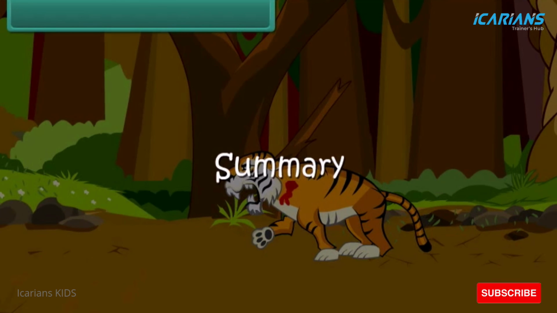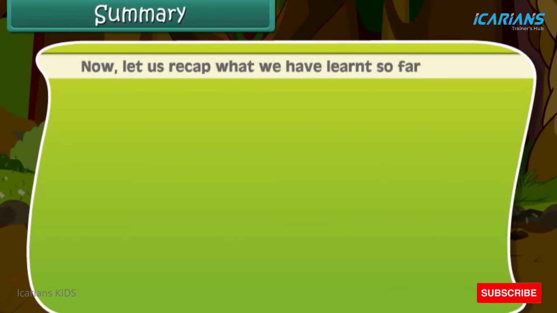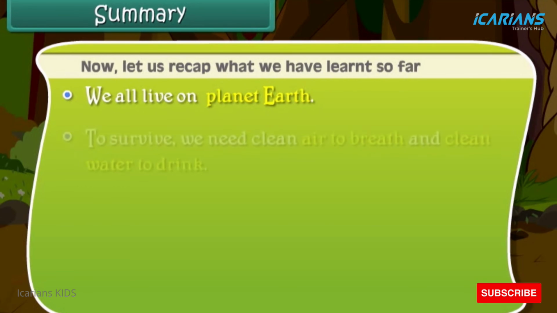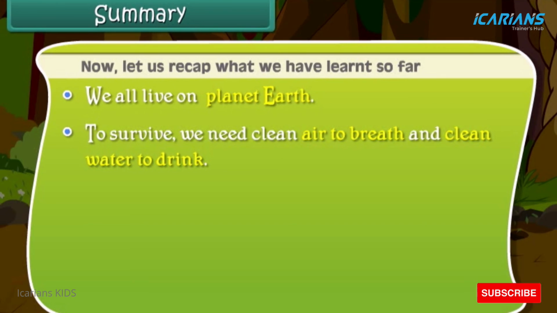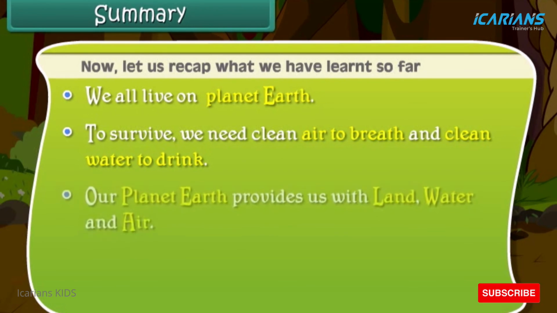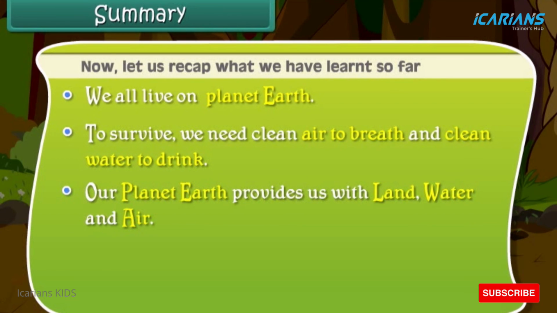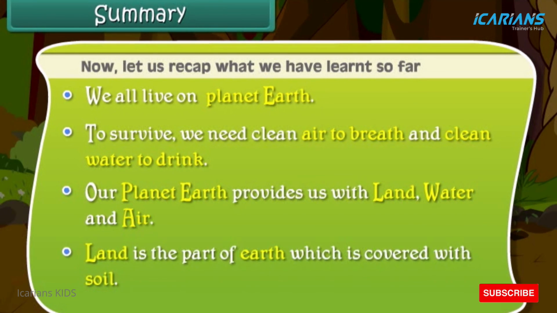Summary. Now let us recap what we have learned so far. We all live on planet Earth. To survive, we need clean air to breathe and clean water to drink. Our planet Earth provides us with land, water, and air. Land is the part of Earth which is covered with soil.